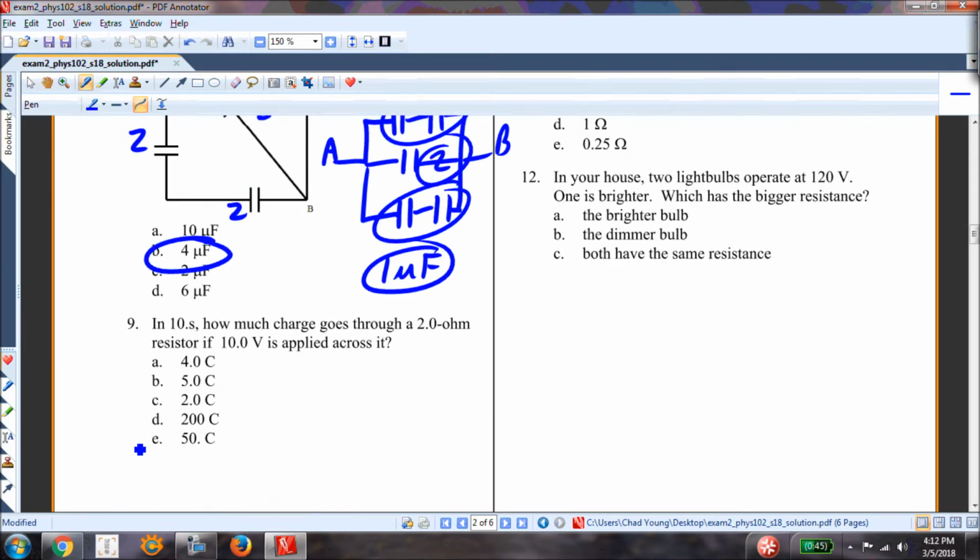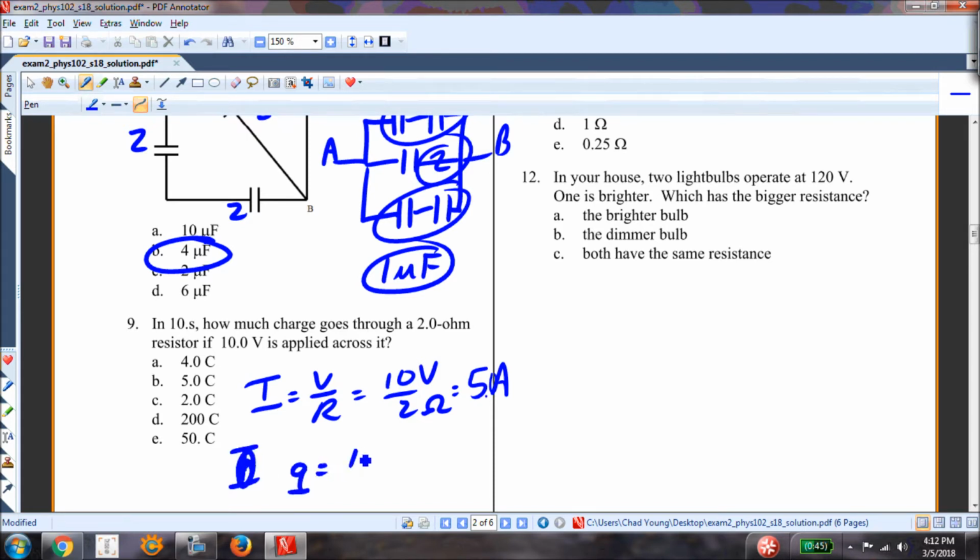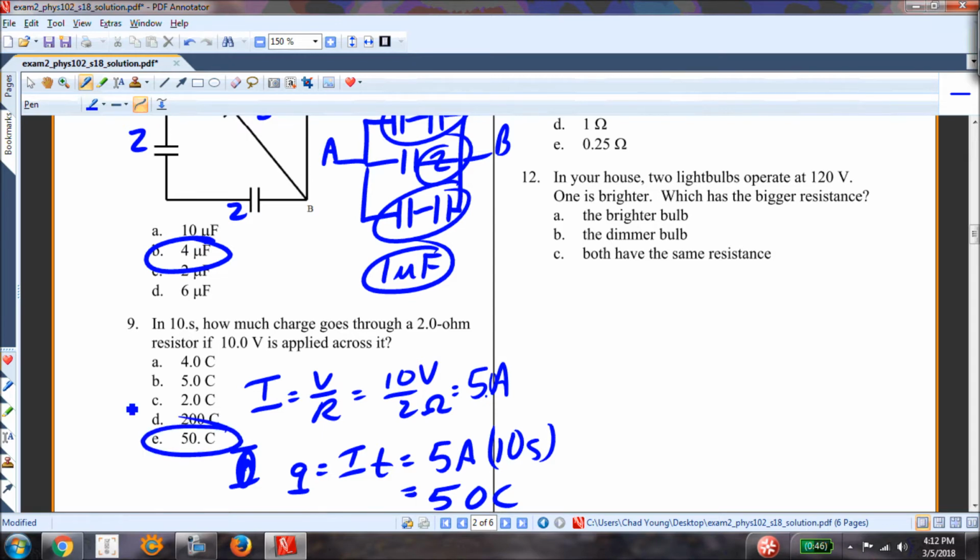In 10 seconds, how much charge goes to a 2 ohm resistor with 10 volts? Well, I is V over R. That's 10 over 2. 10 volts, 2 ohms, 5 amps. And then in 10 seconds, Q is the current times the time. 5 amps times 10 seconds. So it's going to be 50 coulombs. 50 coulombs of charge.